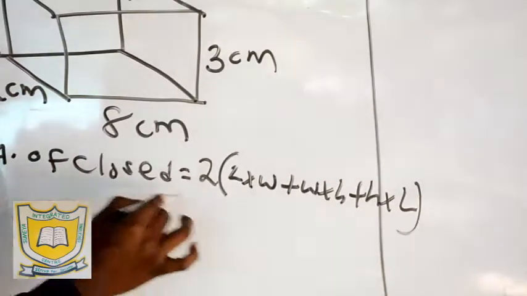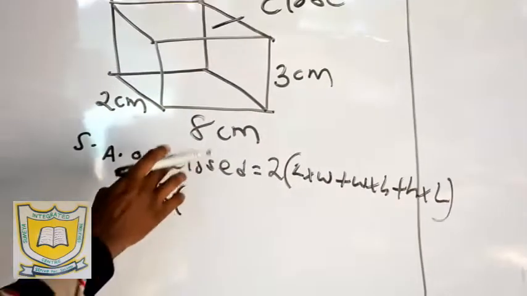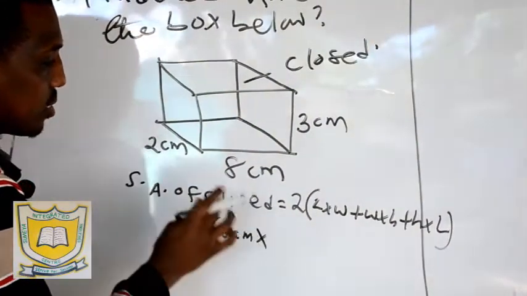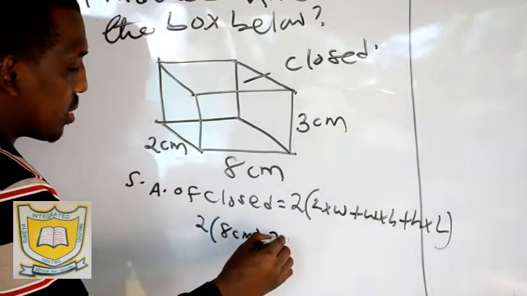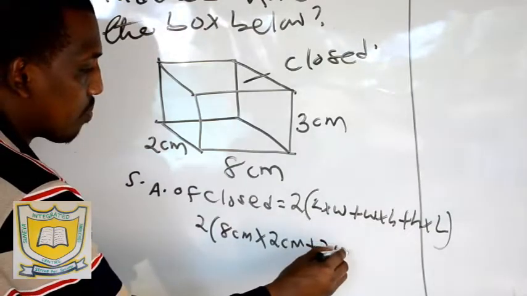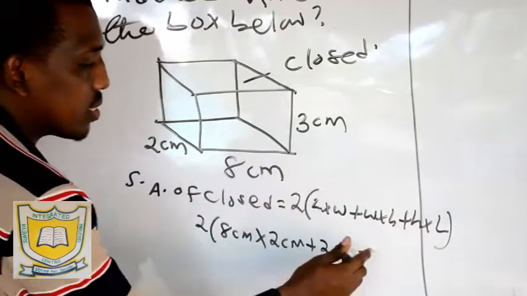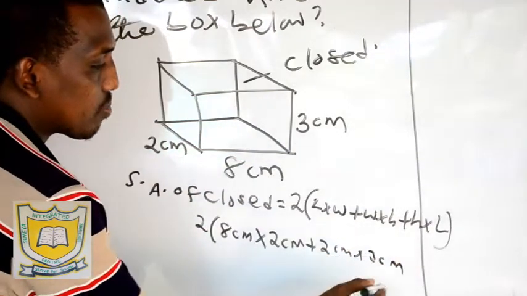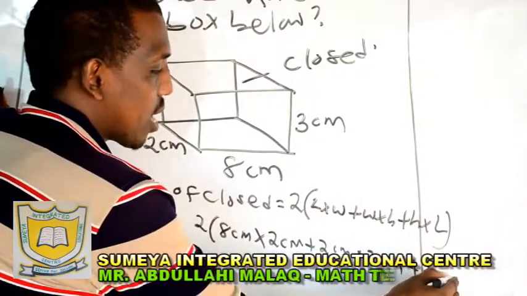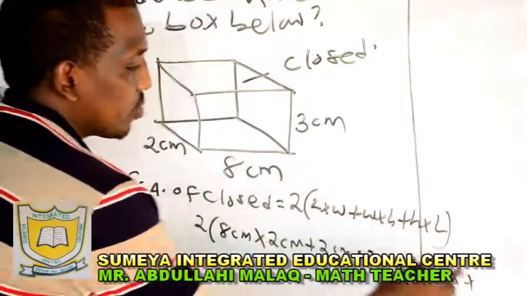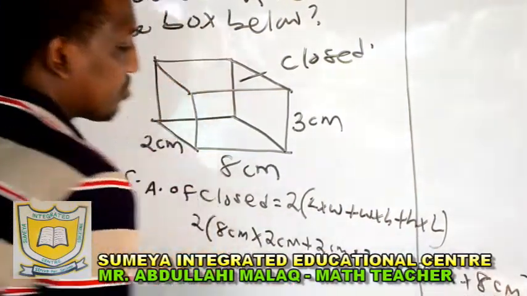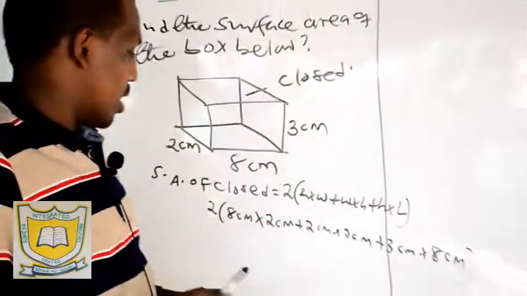Now we have used the formula: 2 into bracket length, which is 8 centimeter, times the width, which is 2 centimeter, plus the width, which is 2 centimeter, times the height, which is 3 centimeter, plus height, which is 3 centimeter, times length, which is 8 centimeter. So that's how we solve.